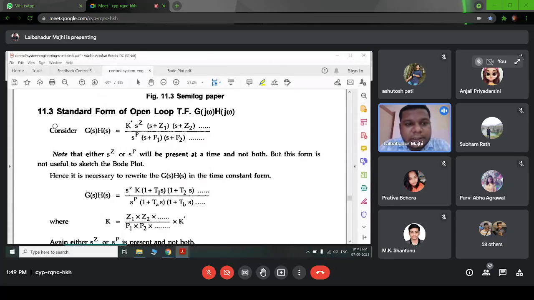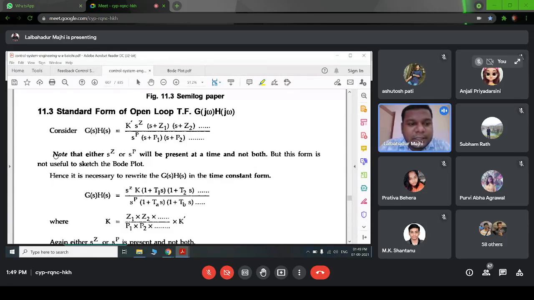So let's see the standard form of an open loop transfer function, right? It is given in the pole-zero form. So K dash is the system gain, then s to the power z and s to the power p, then (s plus z1)(s plus z2), and in the denominator (s plus p1)(s plus p2) up to the number of poles and zeros.